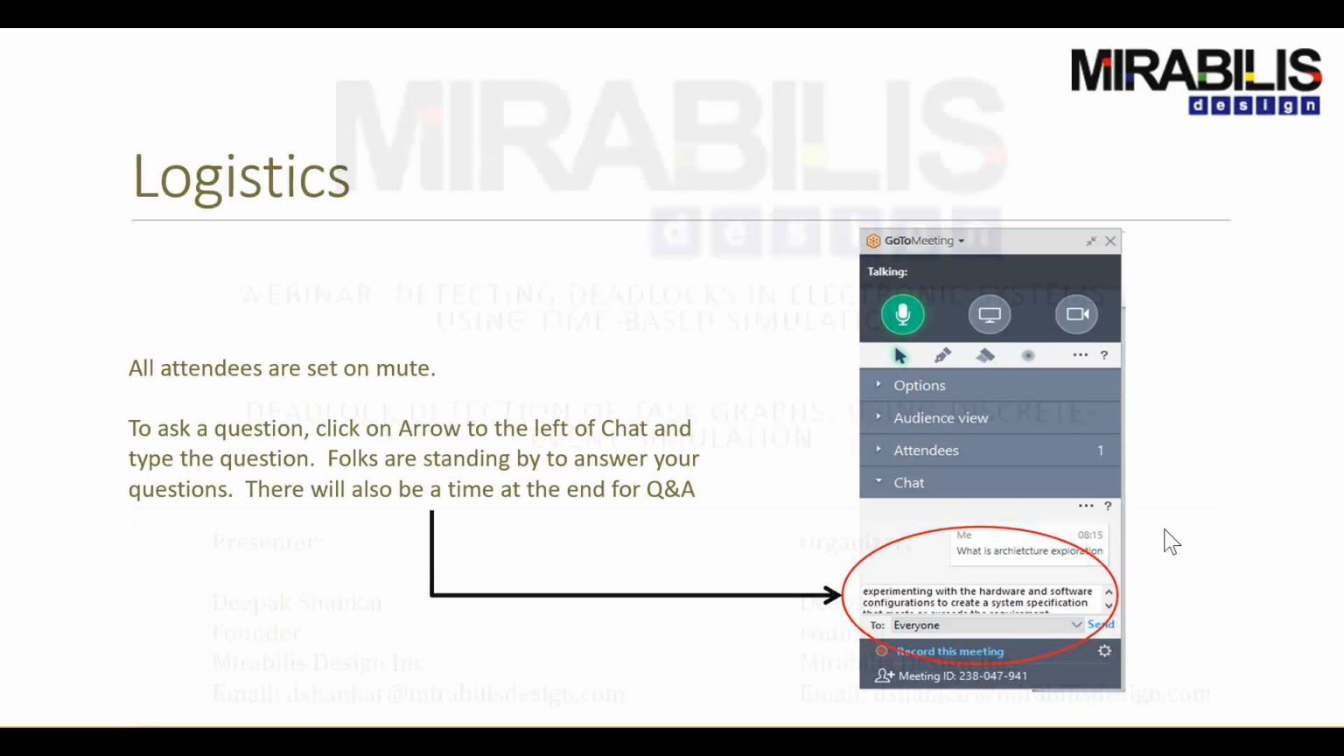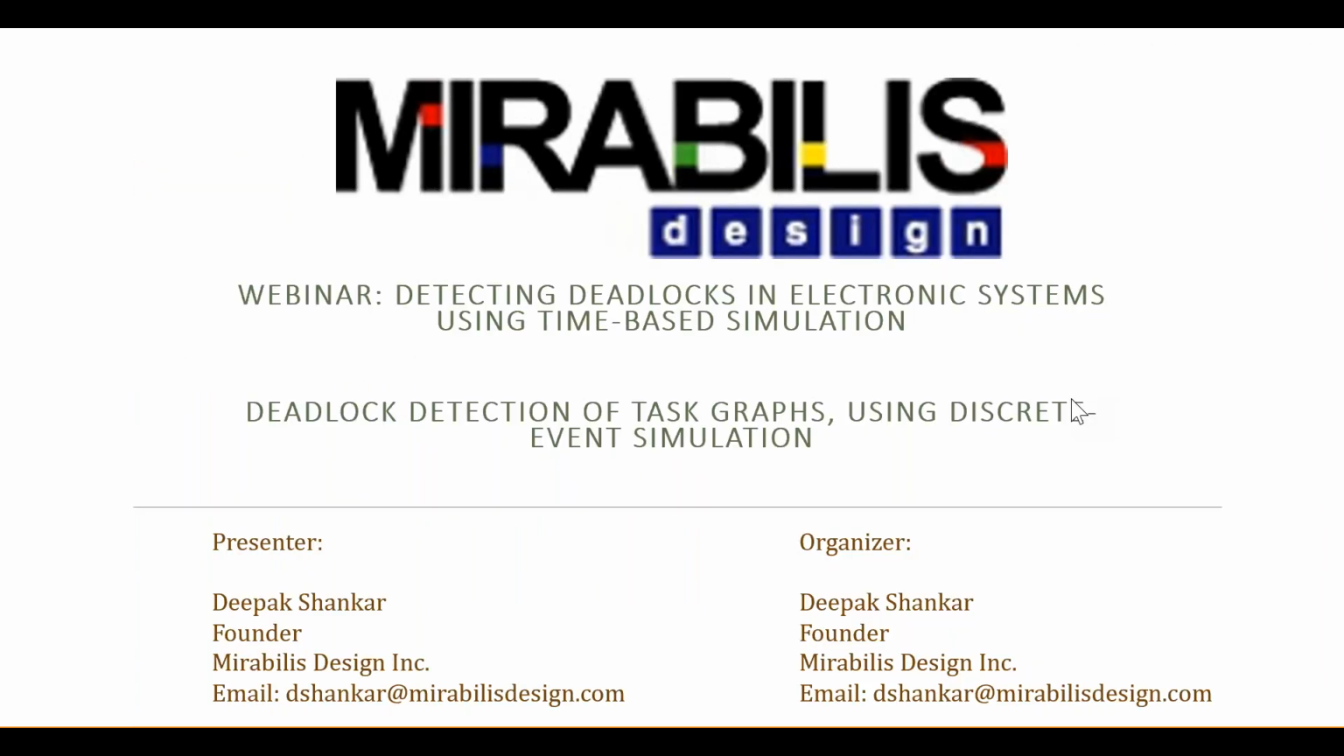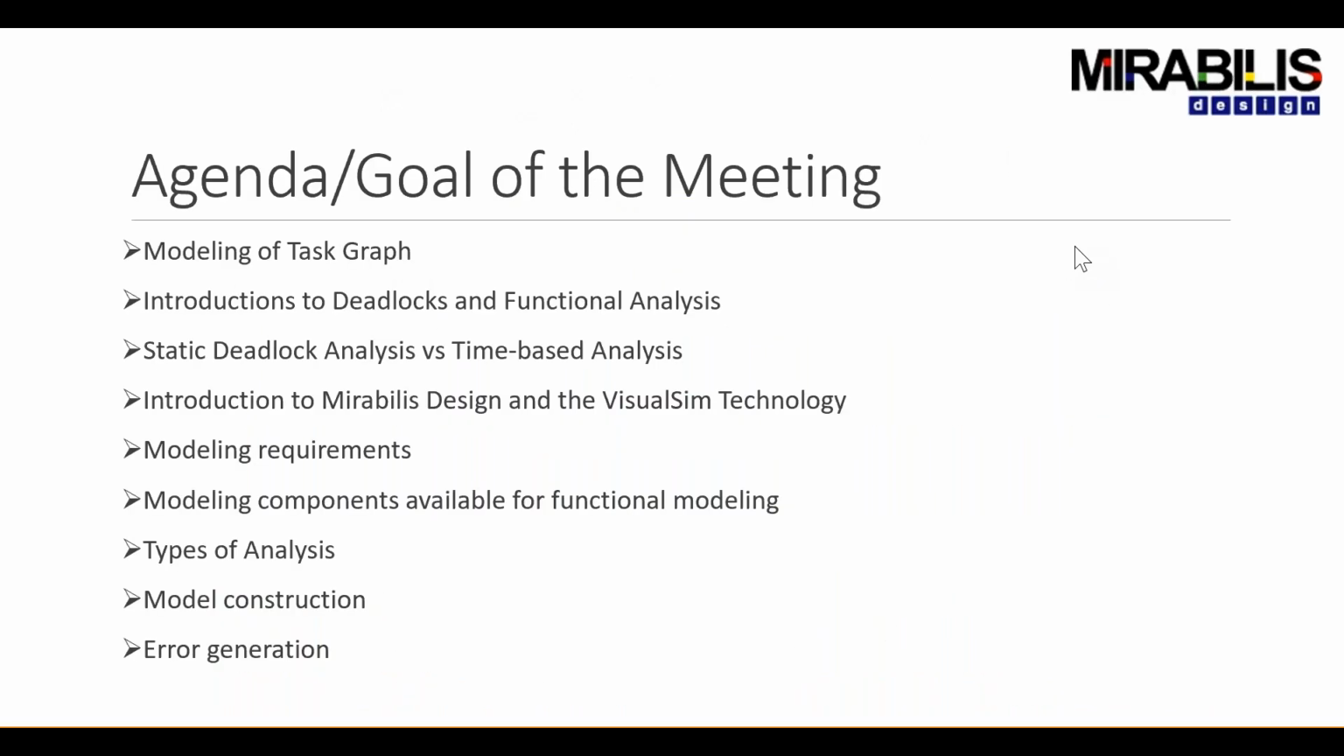With this, I would like to get started and welcome you again to this webinar on detecting deadlocks in electronic systems using time-based simulation. A little follow through on the agenda. What we're going to cover today is show you how models are created for task graphs. Most models today that you might have noticed on task graphs are centered around creating either documentation or doing a static analysis on the graph itself. Today, our focus is going to be comparing a static deadlock versus a time-based analysis.